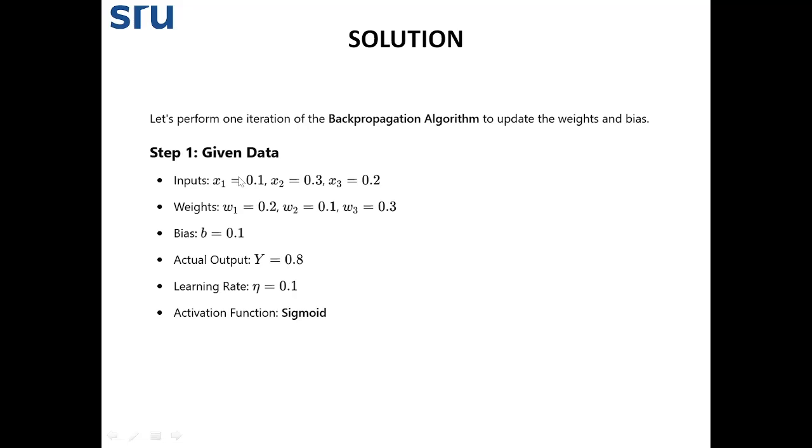So given data: input x1 0.1, x2 0.3, x3 0.2, weights W1 0.2, W2 0.1, W3 0.3. Bias B is equal to 0.1. Actual output y is given as 0.8. Learning rate eta is equal to 0.1. Activation function sigmoid.